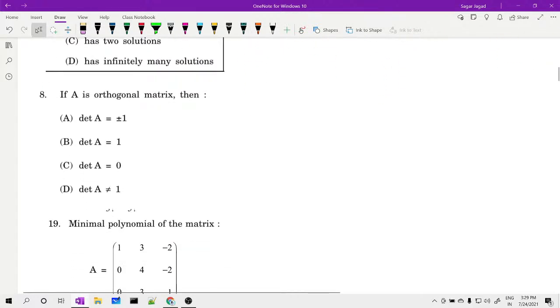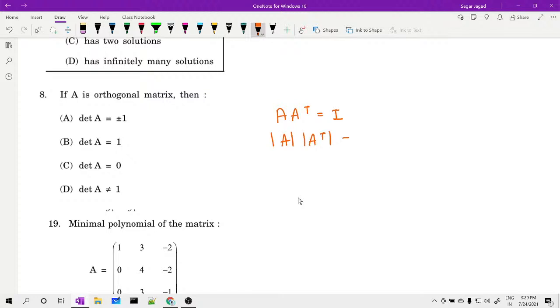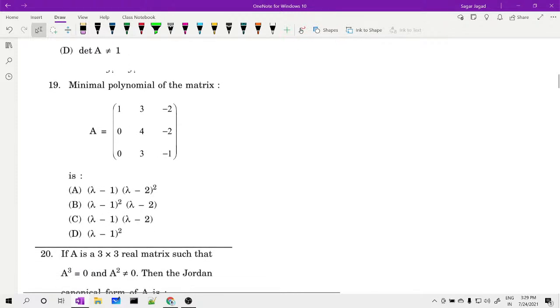For an orthogonal matrix, what should be the determinant? About an orthogonal matrix, we know that A into A transpose should be identity. So if we consider the determinant, the determinant of A times the determinant of A transpose is equal to 1. That means the determinant of A square is equal to 1, so it could be either plus 1 or minus 1. The minimal polynomial for this matrix is, okay, a good question, because we need to find the minimal polynomial.